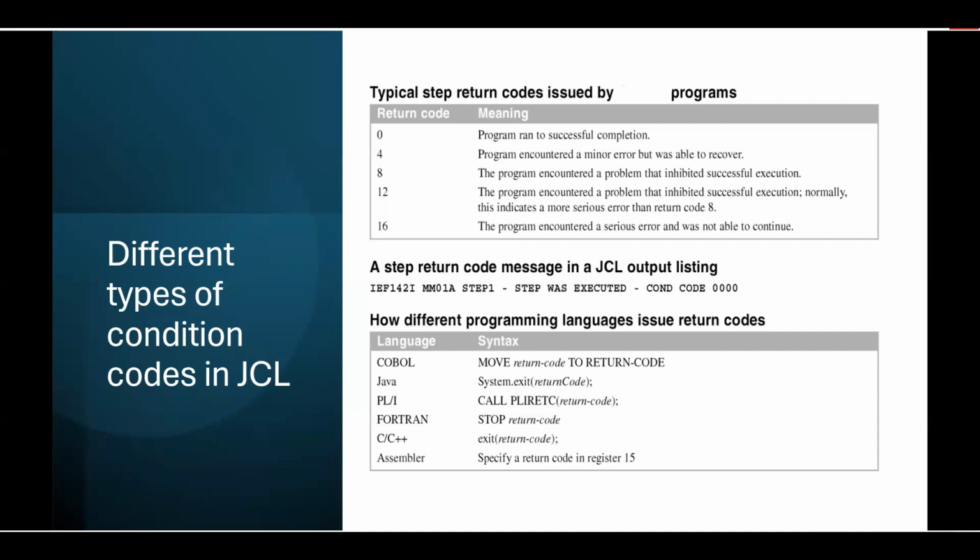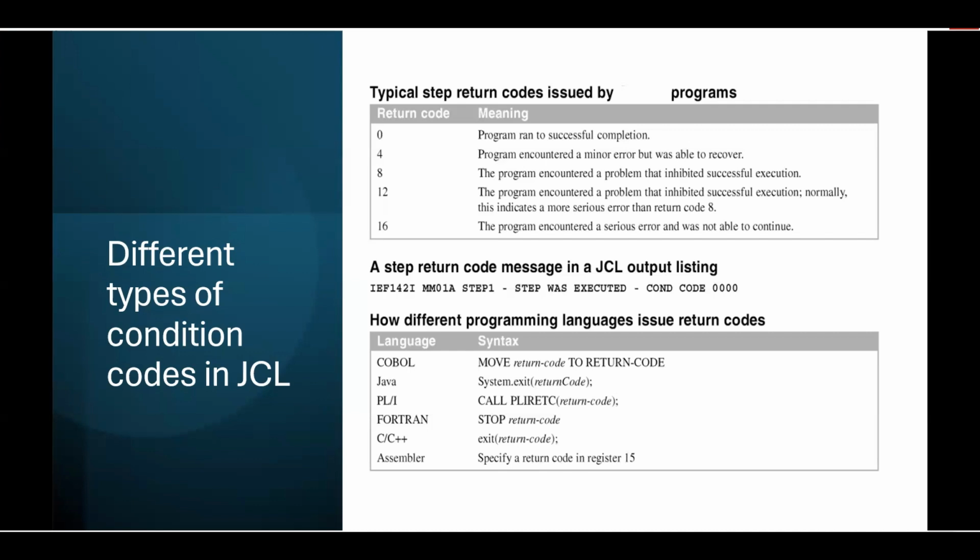Okay, so basically when you are submitting any job and your job gets completed, on your screen you get this message that this step was executed with condition code 00. When you get 04, it is also accepted. When you get 8, 12, 16, then we need to check.